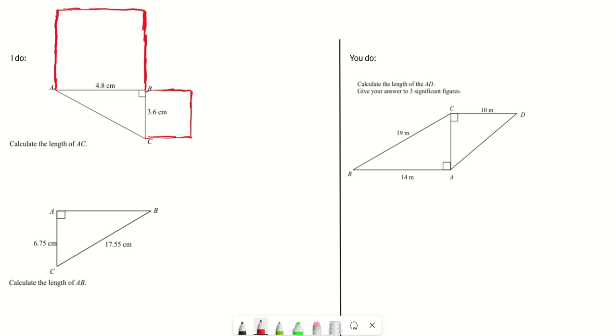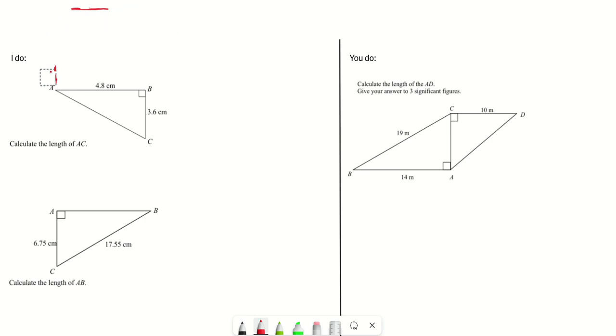Today we're going to look at Pythagoras and how to apply it. So just a quick recap on what Pythagoras is. The rule states that if I was to square this smaller side, which is 4.8, and find the area of the square, and add it to the area of this square, which is 3.6 by 3.6, it would add up to make this side squared. Okay, and we can use that idea to find the missing side in right angled triangles.